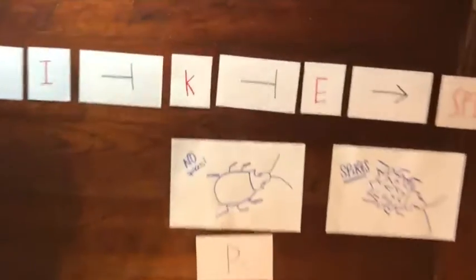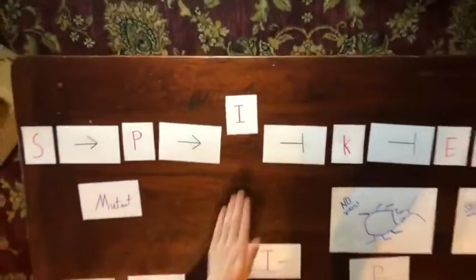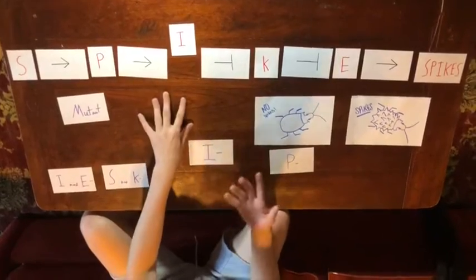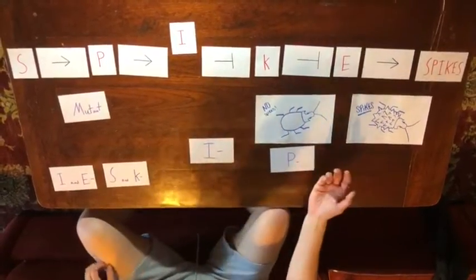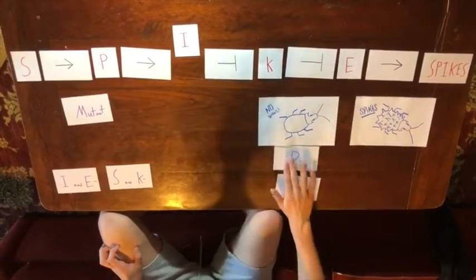So what happens if we have a mutant I? If we have a mutant I, then S activates P, P activates I, but I is mutant, so it cannot repress K, which means K represses E, and spikes aren't activated. So we have another no spikes are made.